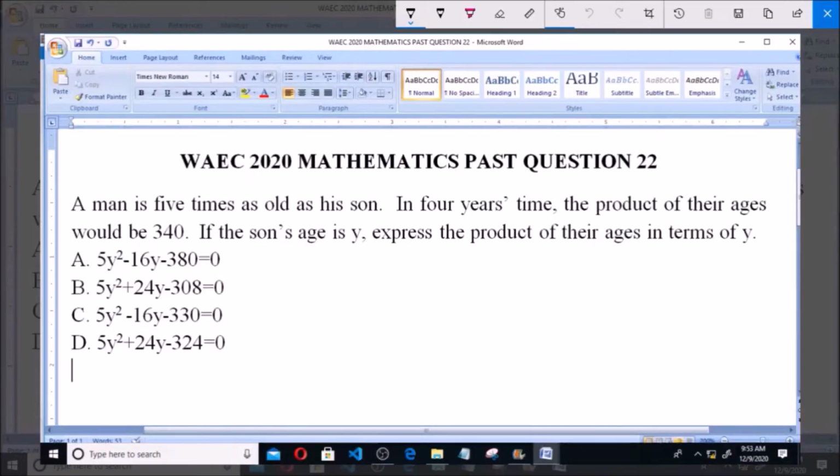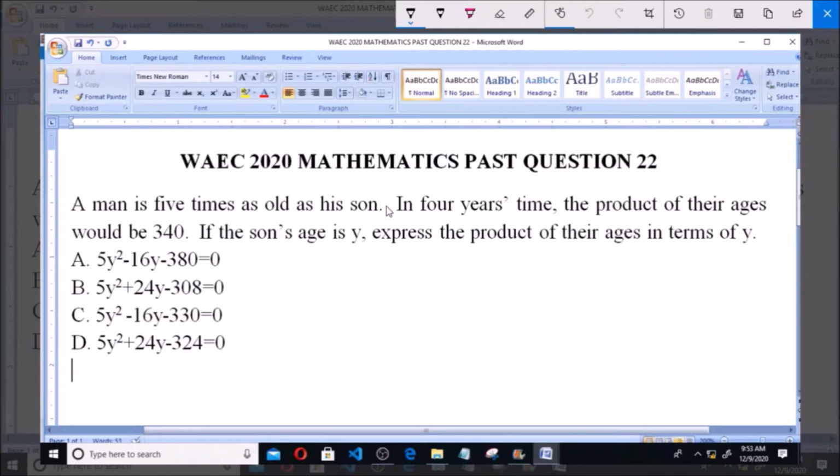Hello, good day, and welcome. I will be answering WAEC 2020 Mathematics Past Question 22. A man is 5 times as old as his son. In 4 years' time, the product of their ages would be 340. If the son's age is y, express the product of their ages in terms of y.